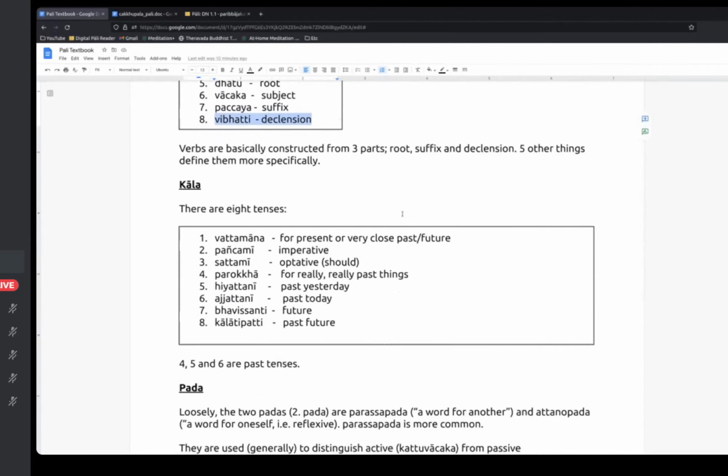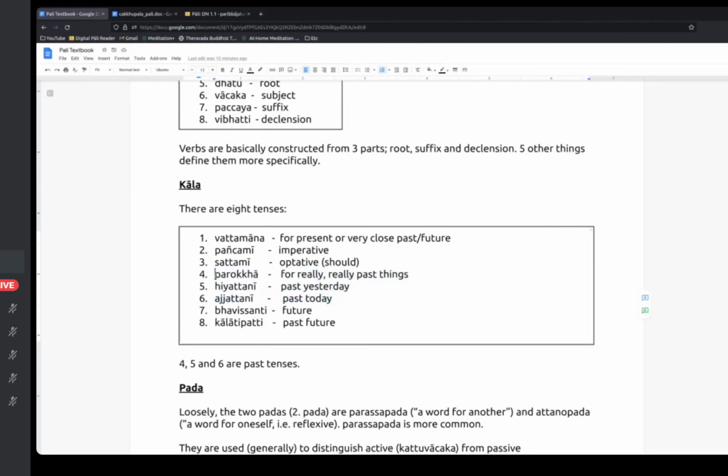So let's go through these. There are 8 tenses, and these aren't that scary. These 3 are somewhat interchangeable. I don't think you need to worry too much about differentiating them, but you have to know how to generally recognize them, of course, because you have to know whether something's in the past tense.